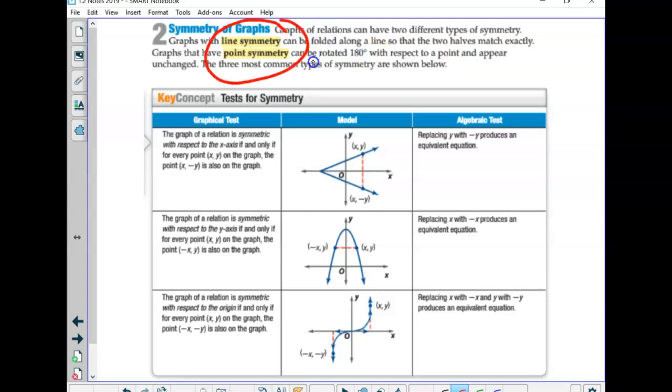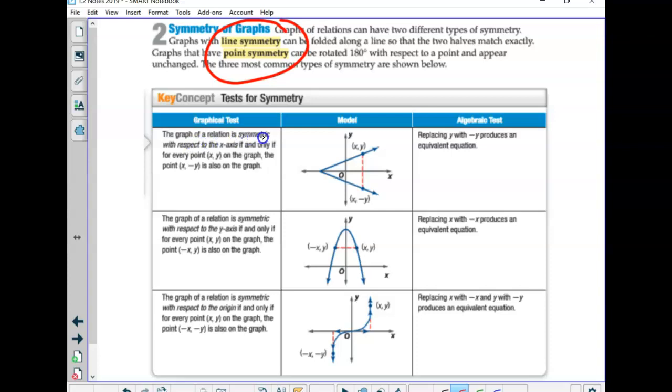Does that sound familiar? Line symmetry, if you could fold it in half, some way on some line, and point symmetry if you could rotate it 180. All right? So we're going to talk about algebraic tests for symmetry.